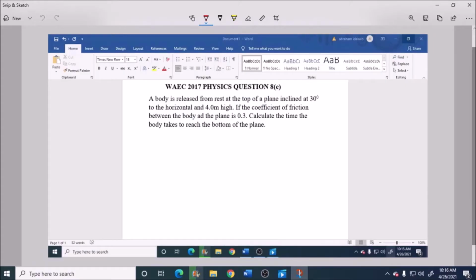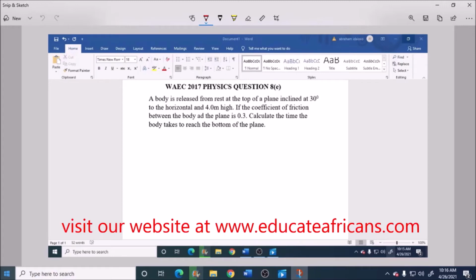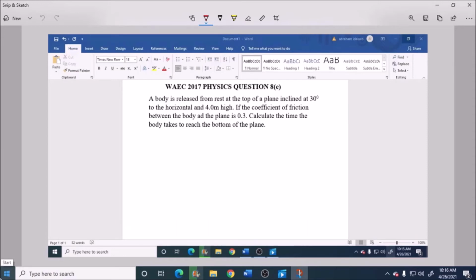Hello, welcome. Today I will be answering WAEC 2017 physics question number 8E, and the question says a body is released from rest at the top of a plane inclined at 30 degrees to the horizontal and 4 meters high. If the coefficient of friction between the body and the plane is 0.3, calculate the time the body takes to reach the bottom of the plane.